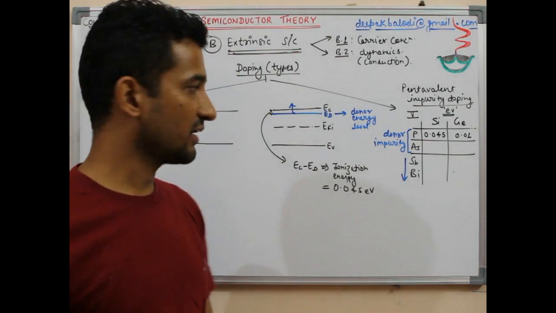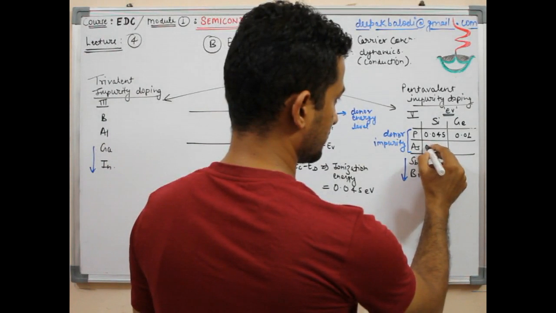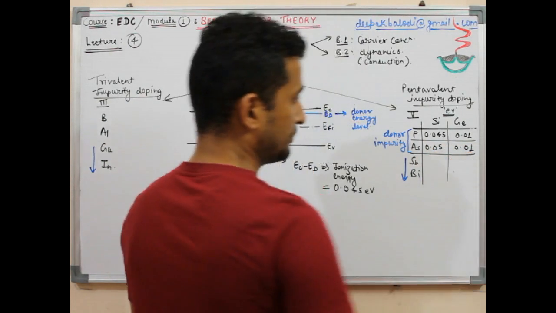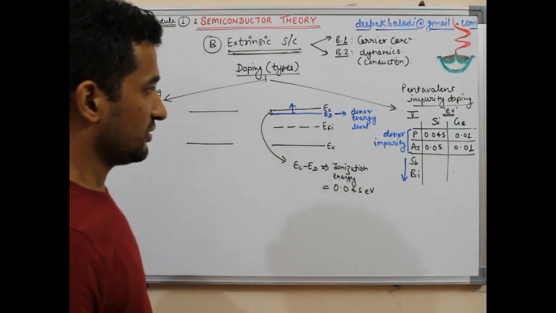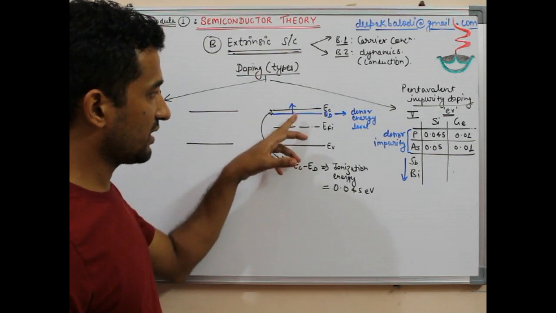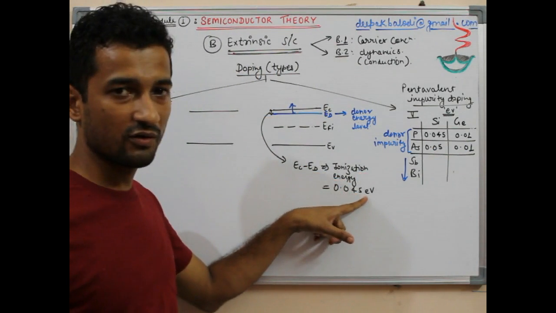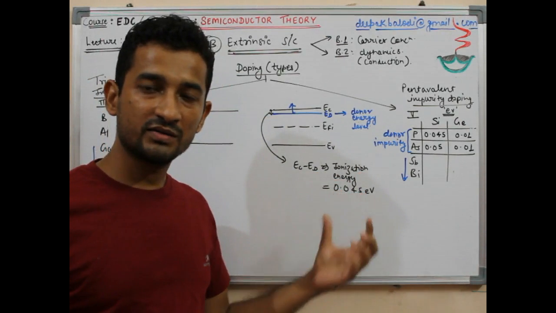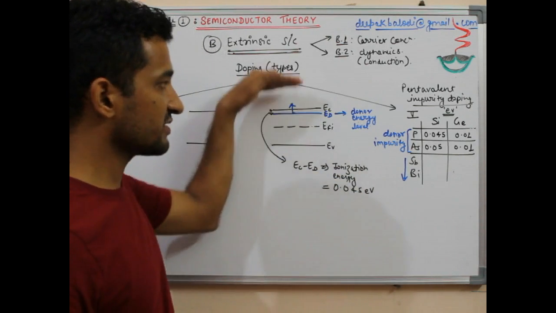For arsenic, it is around 0.05, and this still remains the same. Okay, so therefore we can understand with this ionization energy value, 0.045 electron volts, that even room temperature, which is very much close to it, is far enough or more than sufficient to have this transition.